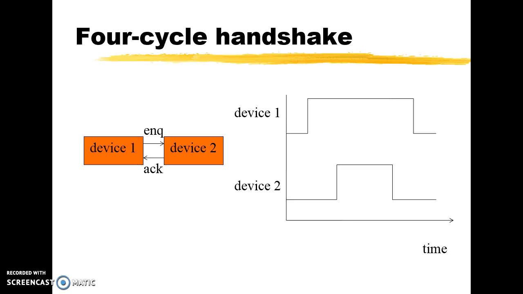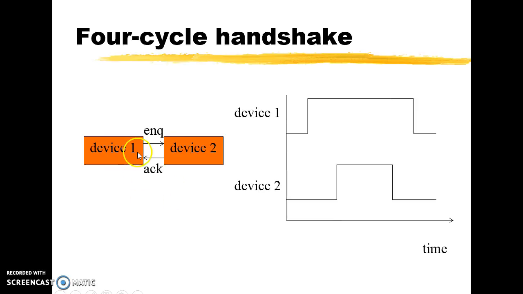The handshake ensures that when two devices want to communicate, one is ready to transmit and the other is ready to receive. The handshake uses a pair of wires dedicated to the handshake, enquiry and acknowledge. Extra wires are used for data transmitted during the handshake. Each step in the handshake is identified by a transition on enquiry or acknowledge.